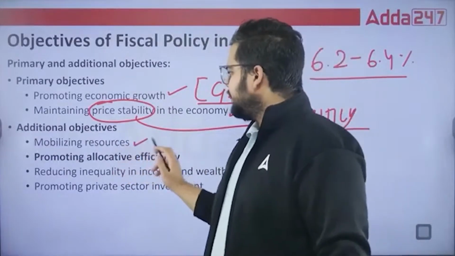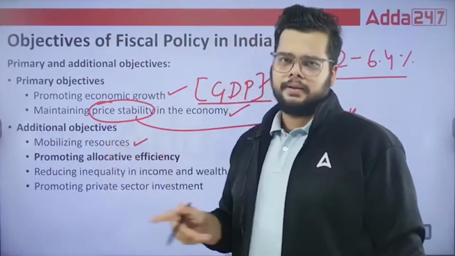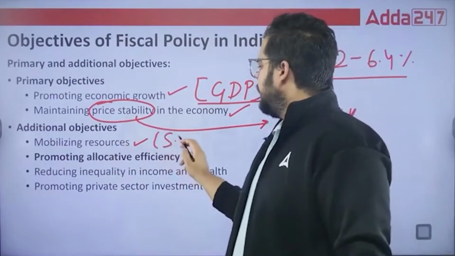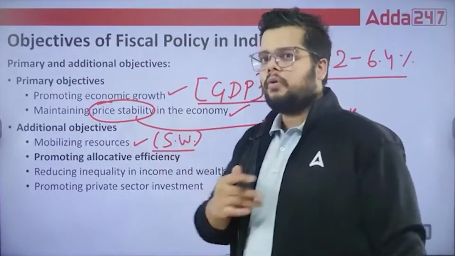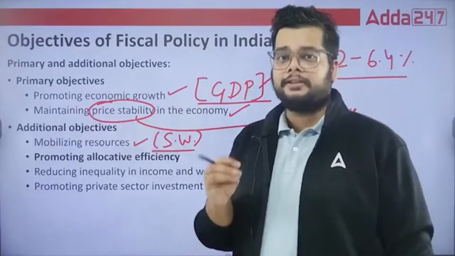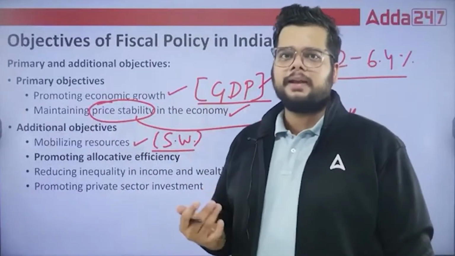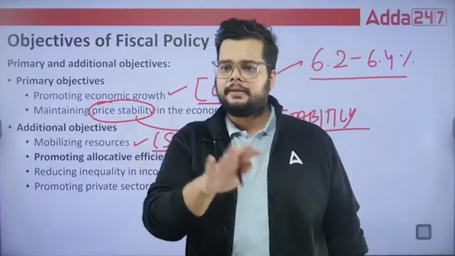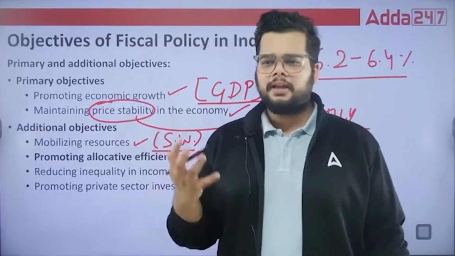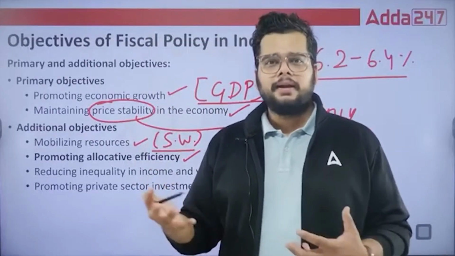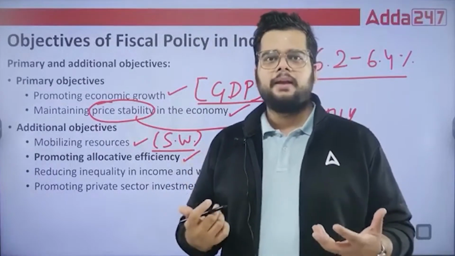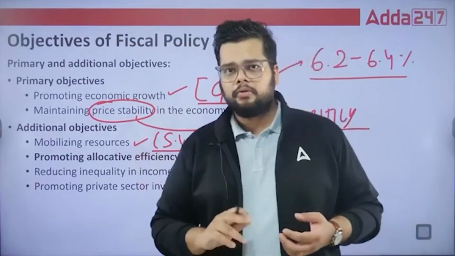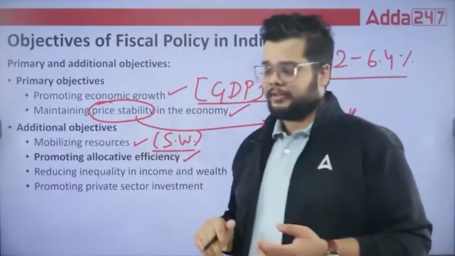Additional objectives are mobilizing the resources. This is consistent with the social objective of the government, that is, you can say social welfare, giving the resources to all the people, to all the citizens, and especially the people who are living in the backward areas or the remote areas of our country. Promoting allocative efficiency. You are allocating the resources, which is the fundamental objective of studying economics. Why? Because economics is what? It is a particular study which we make so that we can manage the scarce resources. So allocating those resources is one of the objectives of fiscal policy.